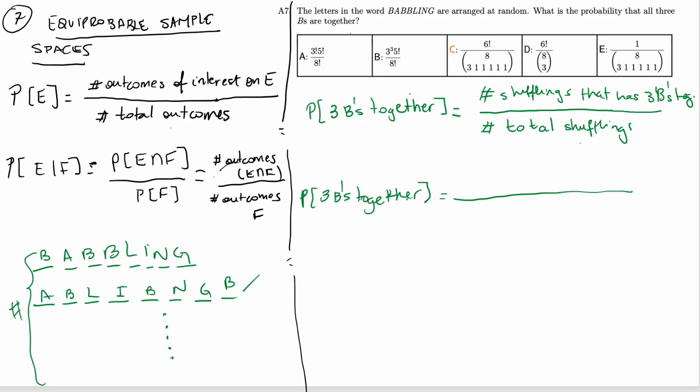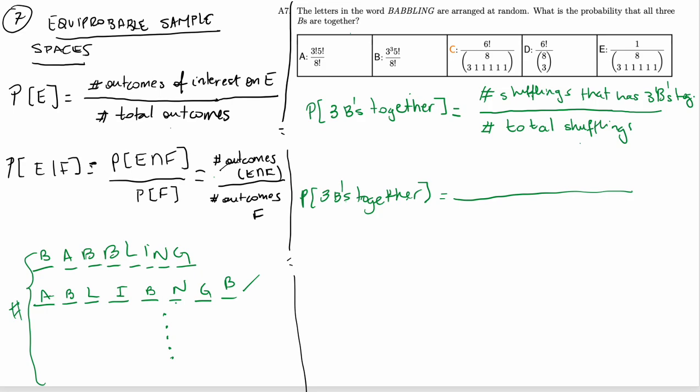So how many letters do we have in babbling? 1, 2, 3, 4, 5, 6, 7, 8 letters. Okay? Here's the question. How many shuffles, like how many permutations, different words can I make with these 8 letters? Almost. You're in the right direction.